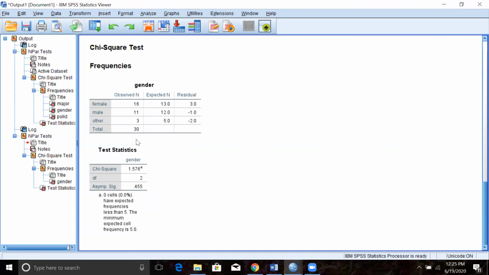So in this case, the observed frequencies do not differ significantly from expected, as noted by the chi-square that is much smaller, that has dropped to non-significant. So p of 0.455 is greater than 0.05 and as such is non-significant.